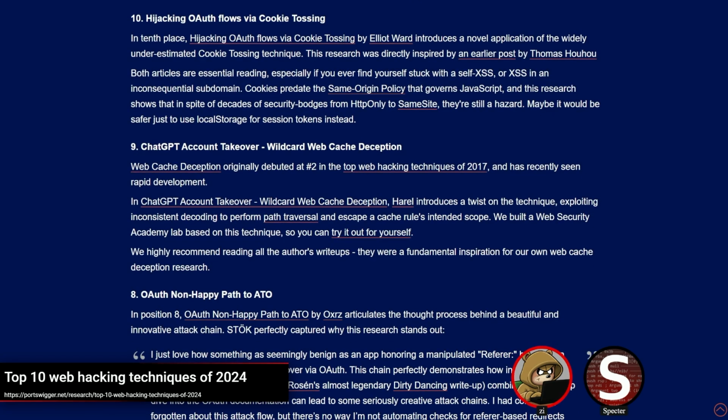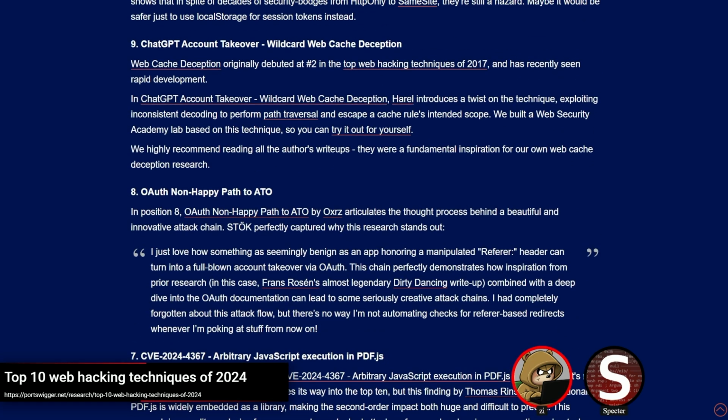ChatGPT account takeover with wildcard web cache deception. I believe we talked about this, and basically it just came down to the cache or the CDN not doing URL decoding, whereas the server, of course, would. So they made a request that looked like it was going to one path, but had a URL-encoded path traversal in it. Therefore, the server would serve content that shouldn't be cached, thinking it's a different request there. And the CDN thought it should be cached, and so they got the sensitive information cached.